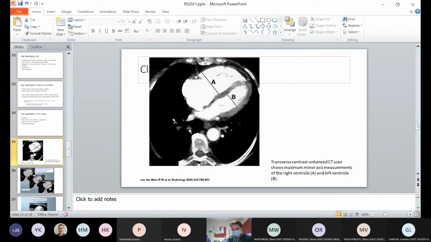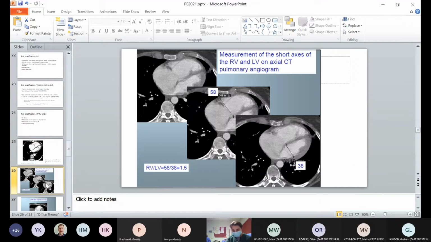So this is a CT scan which showed the right ventricle and left ventricle. As you can see, the right ventricle is significantly larger than the left, 1.5 times for sure. Normally the right ventricle would be about this size, so it's increased twice. These are similar findings, right ventricle and left ventricle. You can see the right ventricle significantly dilated.